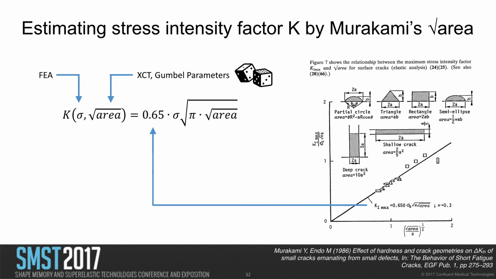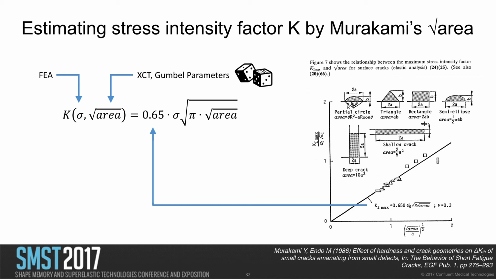Now, what do we do with that information? Well, we can take information about stress and information about defect size and plug it into a formula that looks like what you see here and calculate something called K, or stress intensity factor. And if we can calculate a stress intensity factor, we can calculate a change in stress intensity factor, delta K. And that has something to do with crack propagation in linear elastic fracture mechanics.